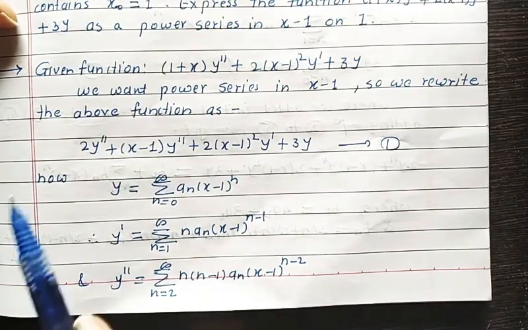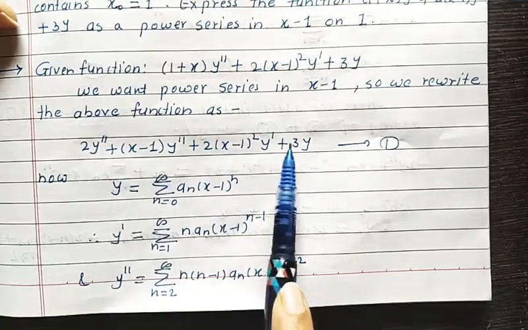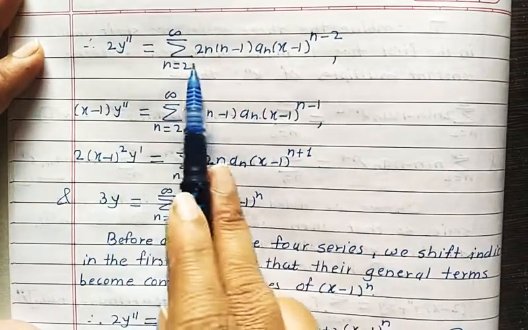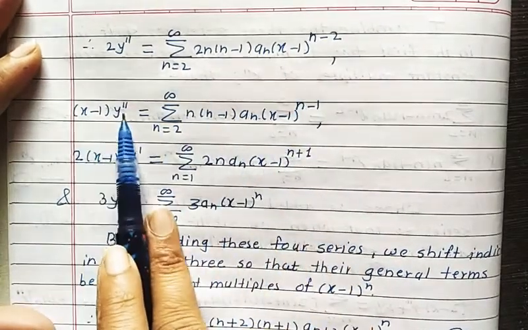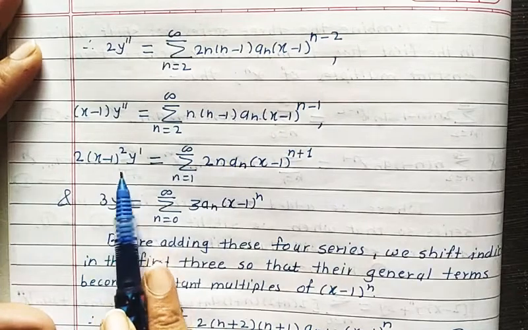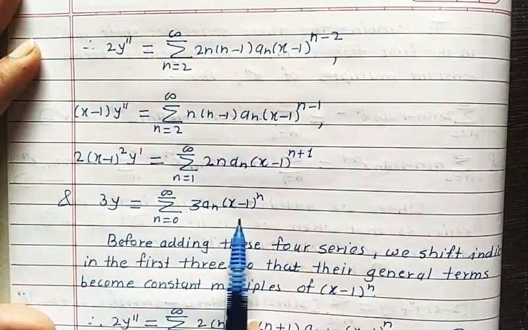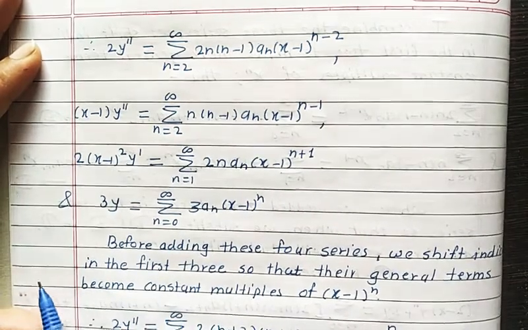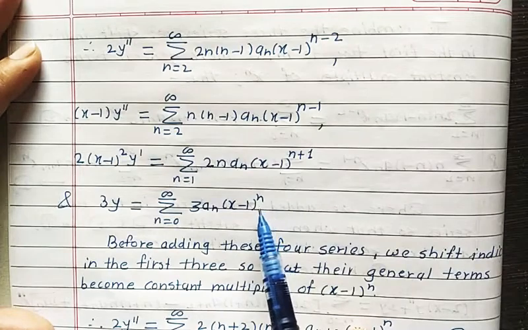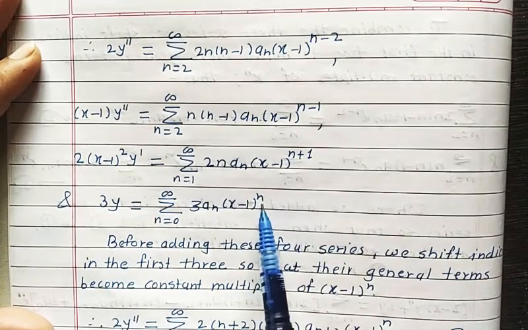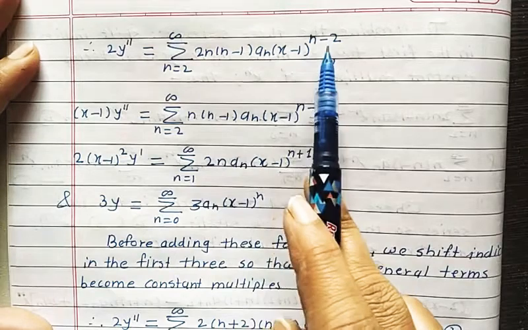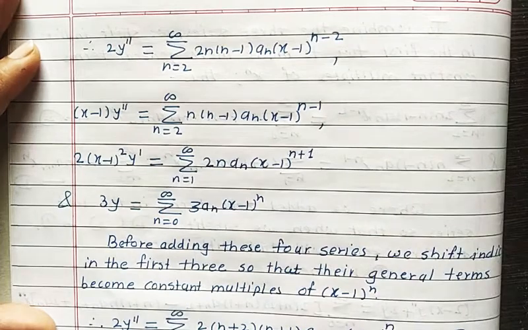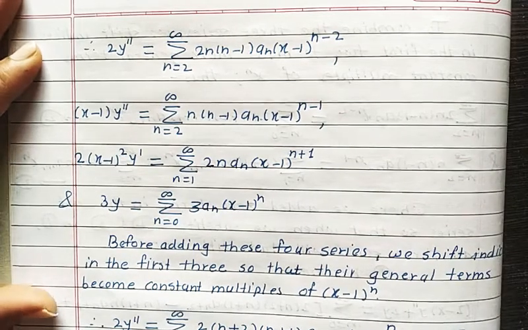So what are we doing next? We find all these 4 terms and then we will add them. So 2 into y double dash is this series, then x minus 1 y double dash, then 2 x minus 1 square y dash, and then this is our 3y. Now you can see, for comparison, we want x minus 1 raised to n everywhere. Here it is x minus 1 raised to n minus 2, here the power is n minus 1, here it is n plus 1. We want the power to be the same, that is x minus 1 raised to n.